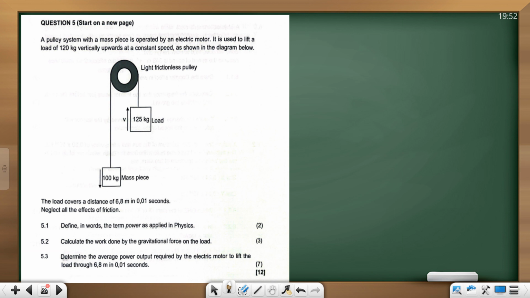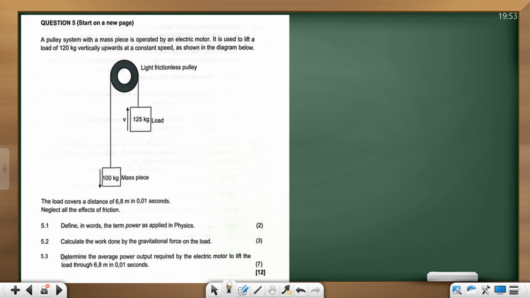A pulley system with a motor is operated by an electric motor to lift a load of 120 kg vertically upwards at a constant speed. Take note of those things. With constant speed, acceleration is equal to what? 0. F net is equal to 0. W net is equal to 0. Those three things are equal to 0. All right. As shown in the diagram below, the load covers a distance of 6.8 meters in 0.01 seconds. Neglect all effect of friction.